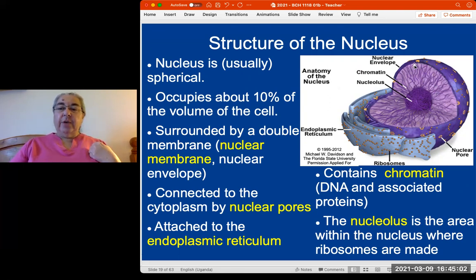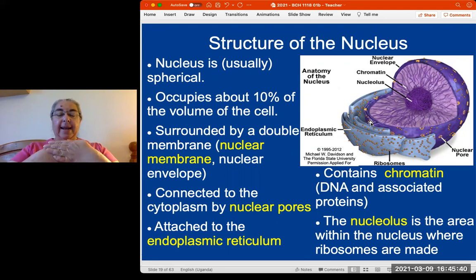Outside the edge of the nucleus is the nuclear membrane. So the nuclear membrane separates the inside of the nucleus from the rest of the cell, from the cytoplasm of the cell. And the nuclear membrane is actually a double membrane. That's two layers of phospholipid bilayer. So we've seen that the cell membrane is a single layer of phospholipid bilayer. The nuclear membrane has two layers of phospholipid bilayer lying against each other with a small gap in between.